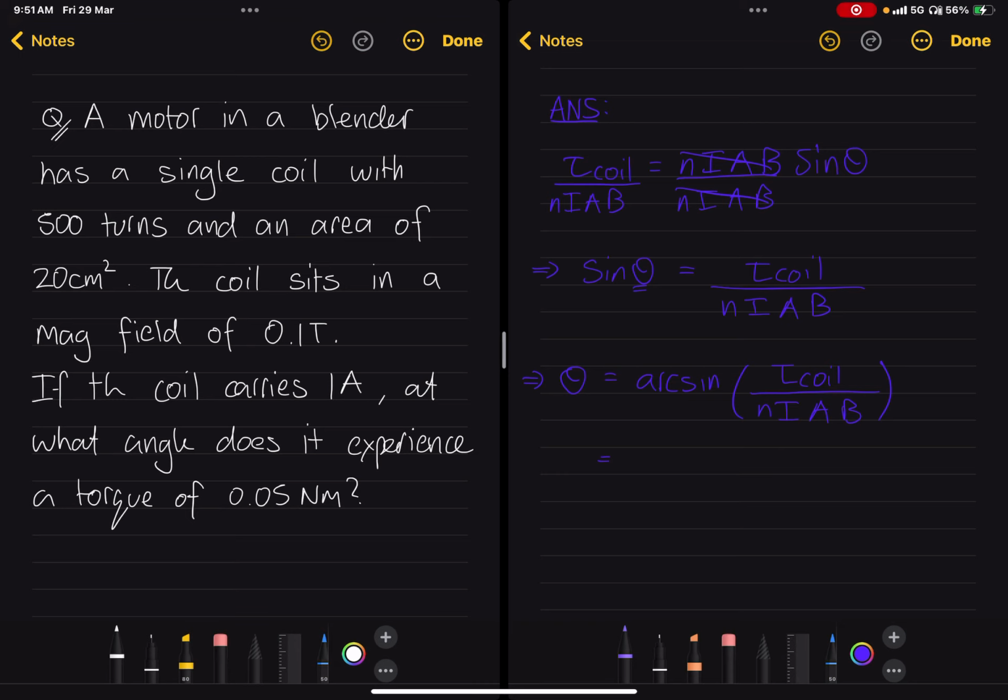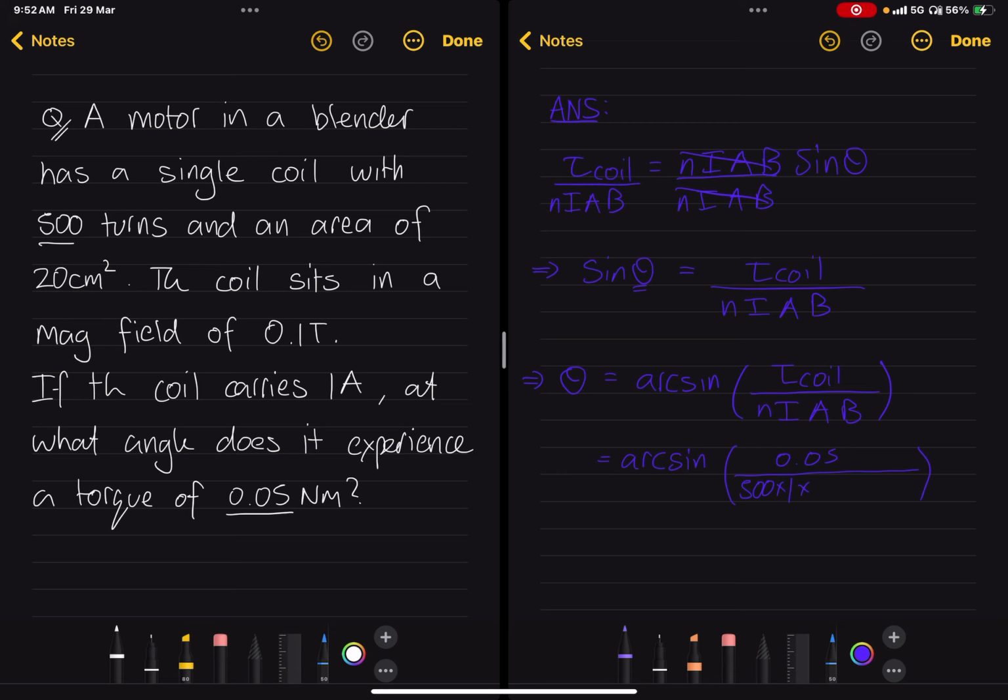So now we need to work out all the variables inside the arc sine. Well, we know the torque on the coil has to be 0.05, so we're told in the question. So to get this theta, we're going to have arc sine of 0.05 divided by N, which is 500. So we're told it's a single coil, but there's 500 loops, so N is 500. The current we're told is 1 amp, so that's 1.